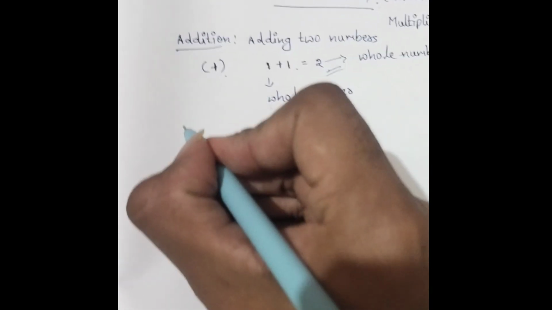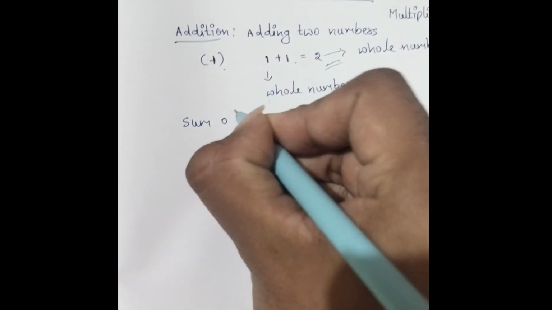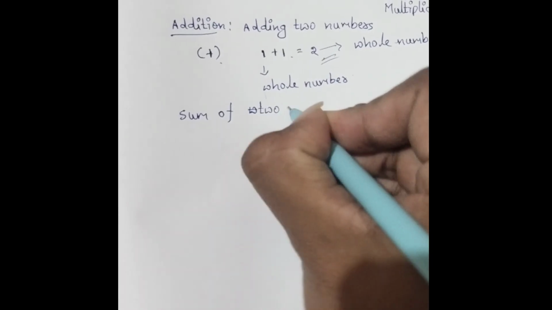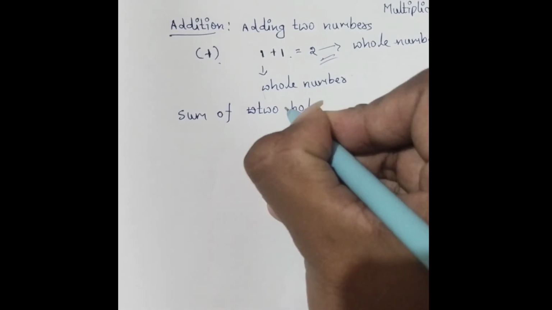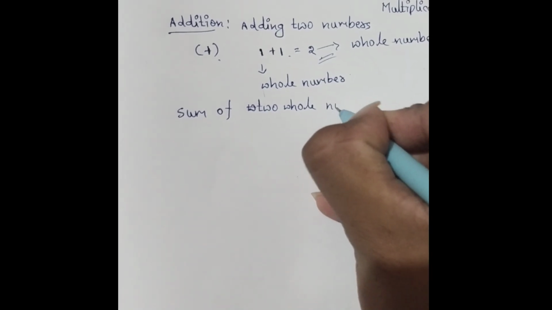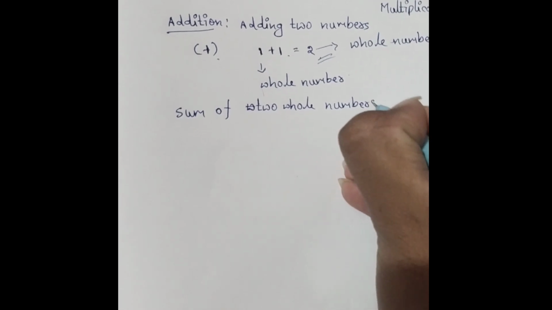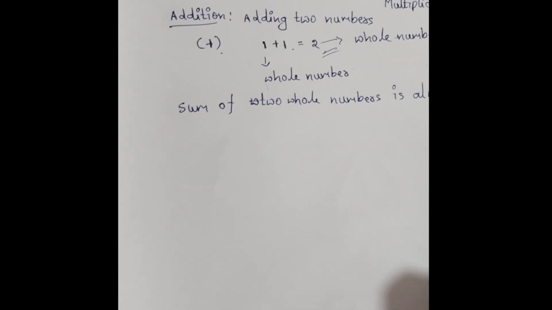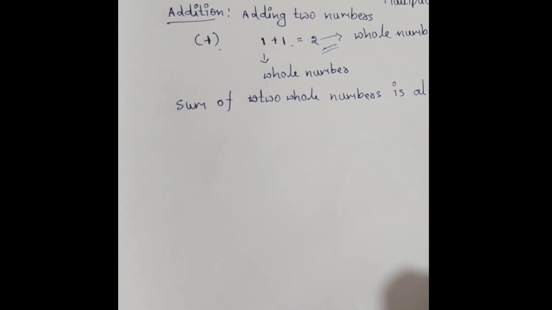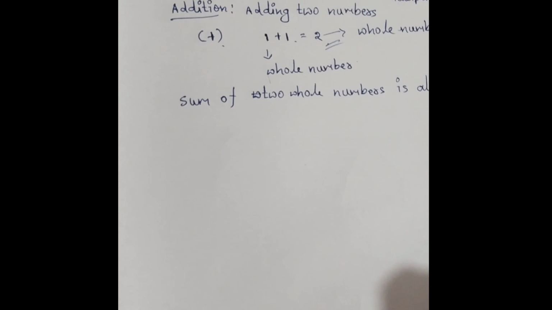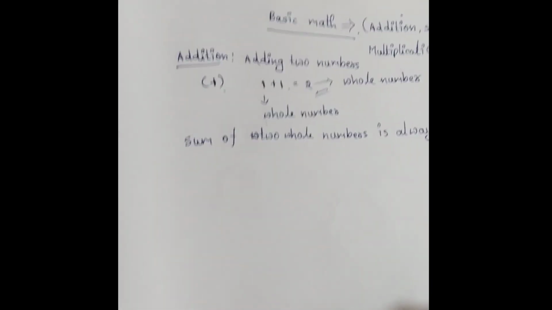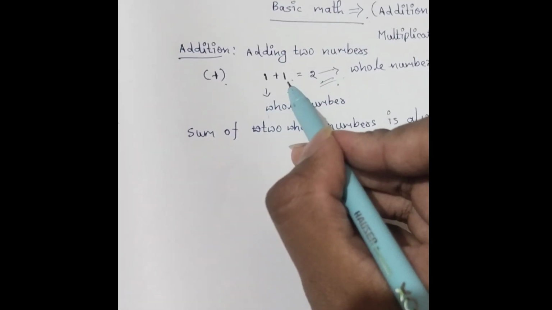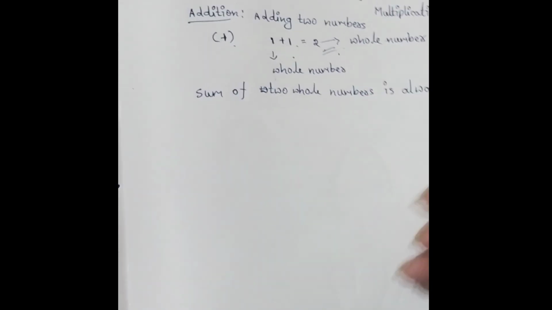Basically, the sum of two whole numbers is always a whole number. So you get 1 plus 1 as 2, which is a whole number, which you got by adding two whole numbers.